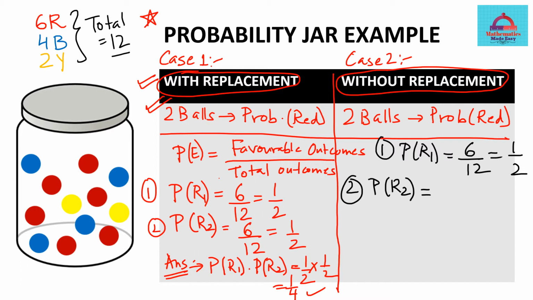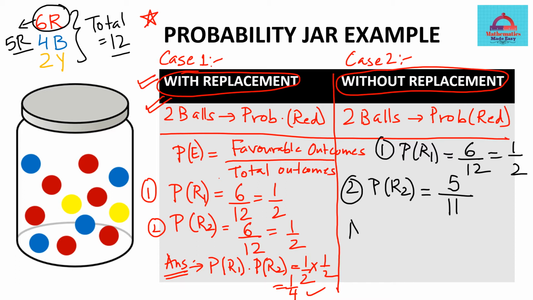Now, because this case is without replacement, students, you need to understand that once a red ball is drawn out in the first draw, it is not put back into the jar. That means the total number of balls is also reduced. Now it is not 12 anymore, it is 11, because one red has already been taken out, and then the total number of red balls will also reduce. It will no longer be 6, it will be 5 red. So the probability of the second draw coming red has changed. This is the case without replacement.